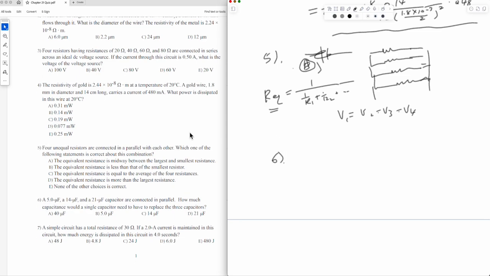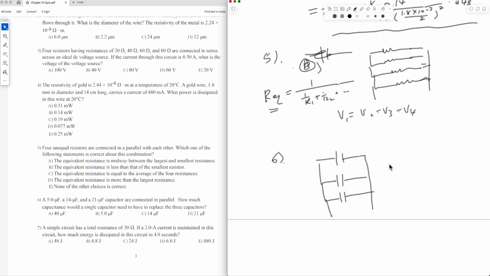Number 6. Capacitors of 5, 14 and 21 microfarad are connected in parallel. In parallel, voltage is the same, charge adds on. How much capacitance would a single capacitor need to have to replace them?